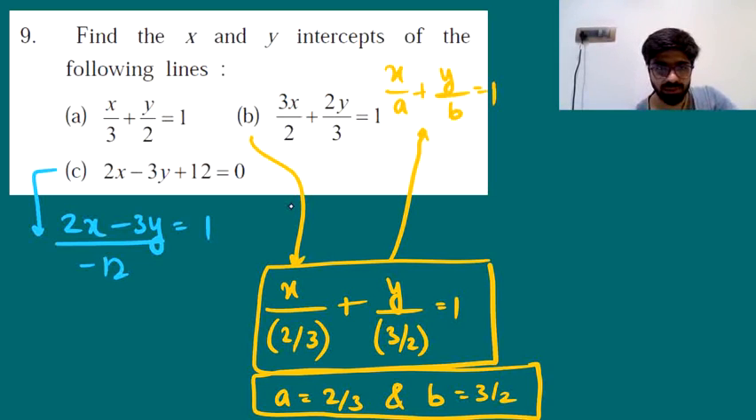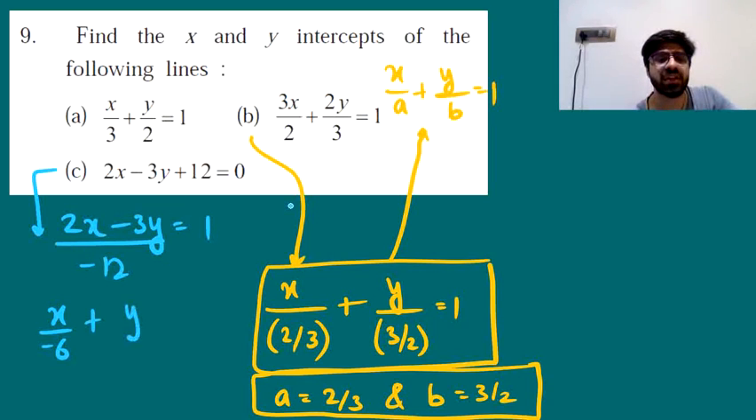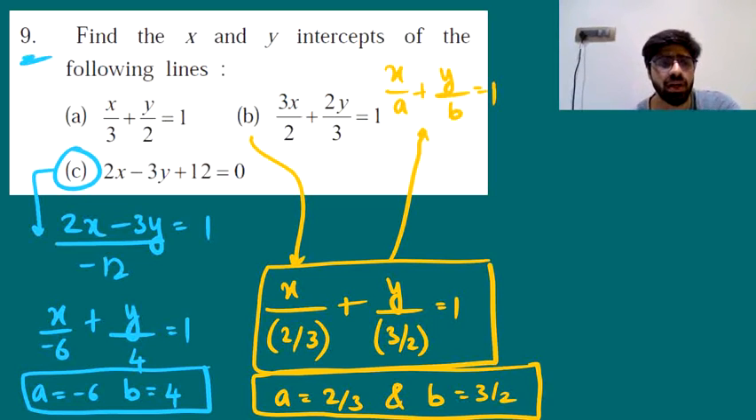Split the two terms. The first term will be 2x upon minus 12, that is x upon minus 6. The second term is minus 3y upon minus 12. Cancel off a 3 and that will give you y upon 4 equal to 1. So the x-intercept will be minus 6, that is a will be minus 6. And the y-intercept b will be equal to 4. And that's how we are answering the C part of our 9th question. Going ahead with the next one.